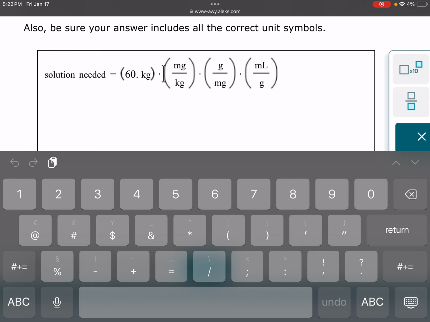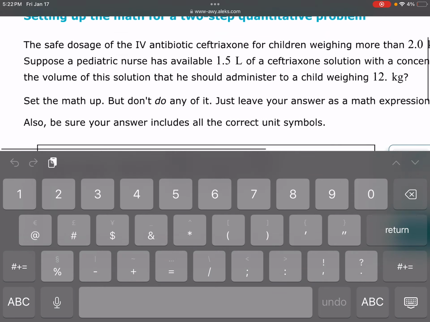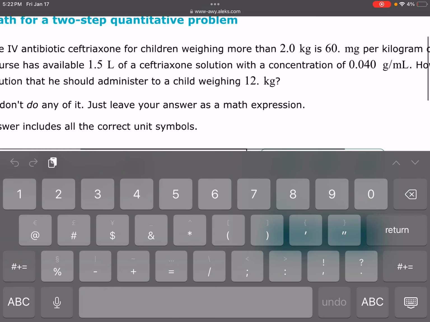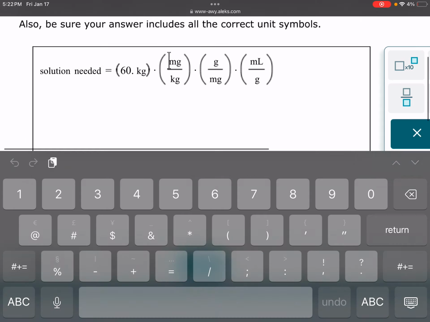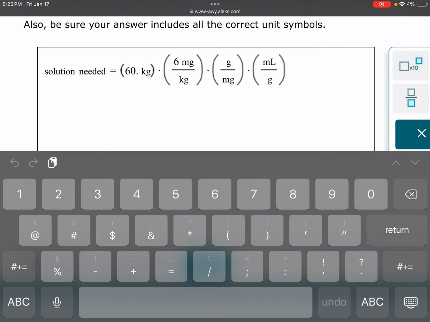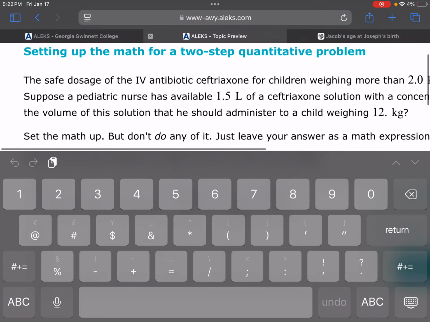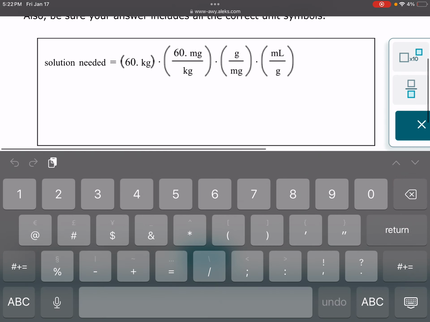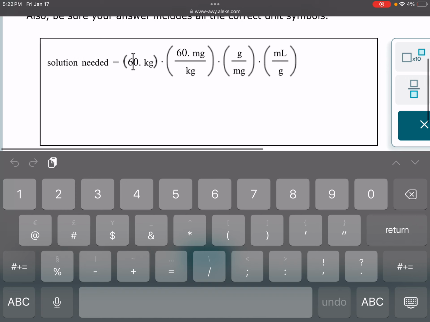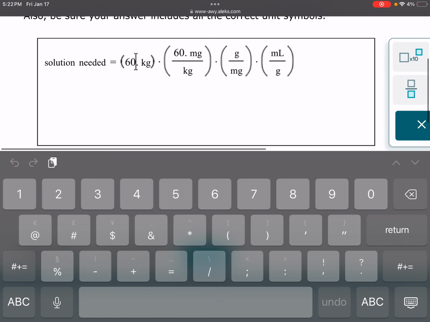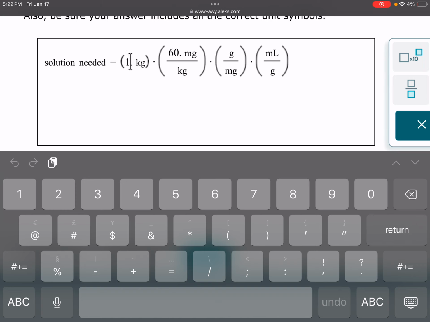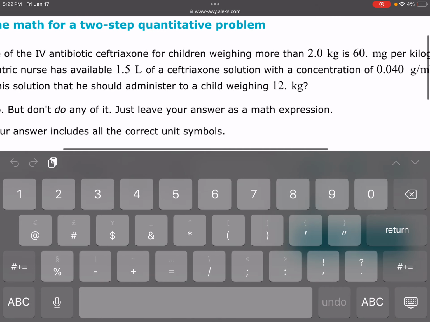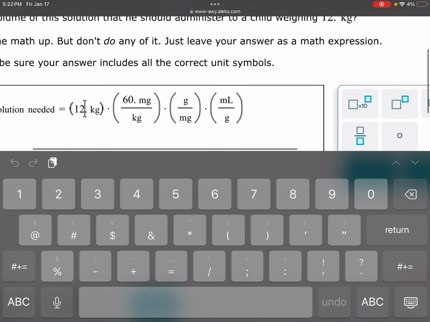Okay, and how many milligrams per kilogram? That was 60 milligrams per kilogram. No, wait. Sorry, the child wasn't 60 kilograms. The child was only 12 kilograms. Got it. That was an accident. Was it 12? Yeah, it was. 60. A little hard to see this. I'm going back and forth, isn't it?